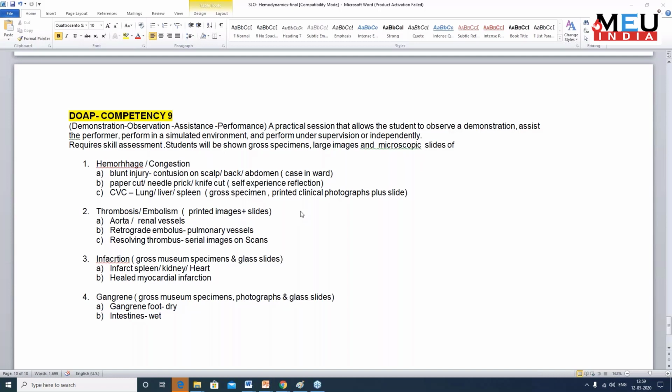Same with infarction, gross museum specimens and glass slides if you have. Infarction, spleen, kidney and heart. And infarct is a very good gross specimen because the wedge-shaped infarct with the color change is so evident that it hits the student in the face and they should be able to pick it and not miss it at all. So this, I think we should work on. And the changes that are seen on the serosal aspect.